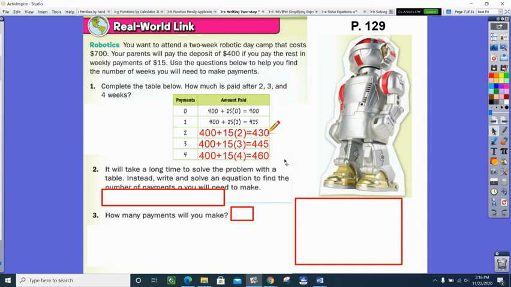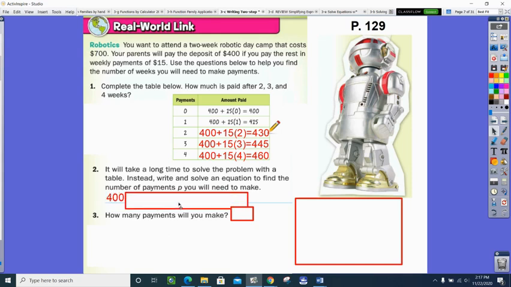It will take a long time to solve the problem like this in filling a table. So instead, we're going to write and solve an equation to find the number of payments, and we're going to call the payments P. They define the variable for us that you will need to make. Okay, so we're going to write an equation and look at what you did up here. What's staying the same? What's varying? And let's see if we can come up with an equation to get out to the amount of money you need. Let's see how you did.